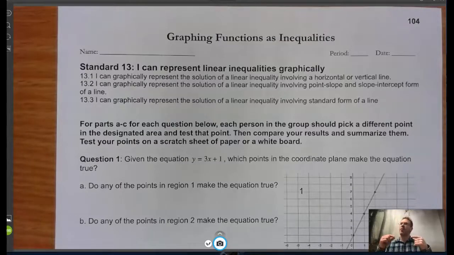So what we first want to do is build the idea of what this means in our coordinate plane. We have a little bit of an opener here for you. I'm going to go through question 1 with you to show you how the process works, and then I'm going to have you do some independent work.